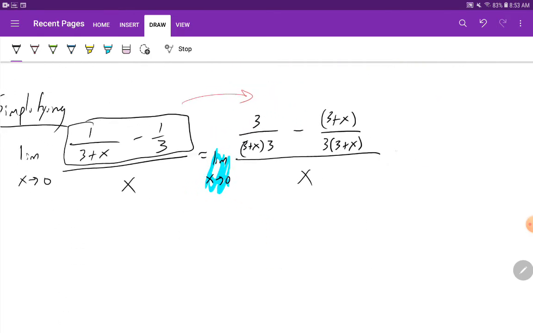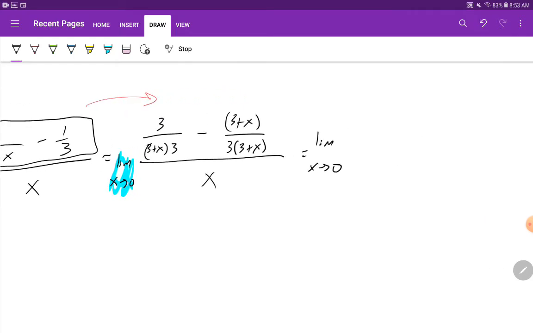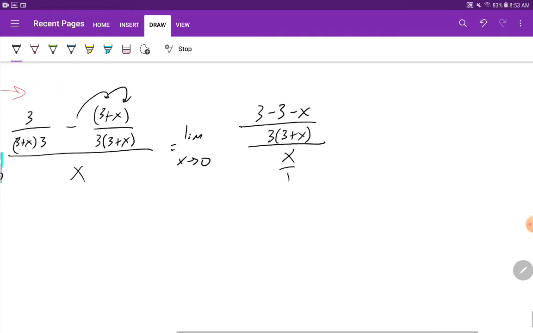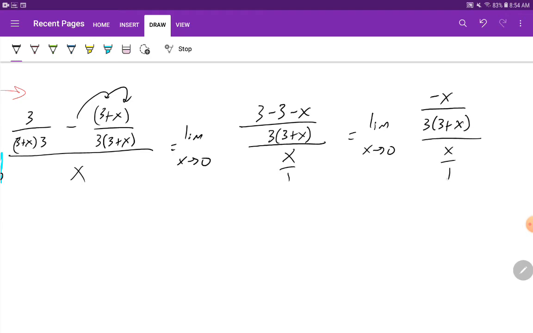All right, and then this becomes the limit as x approaches 0. I can now combine the top piece because the denominators are the same, so it becomes 3 minus 3 plus x. Don't forget to distribute the negative, all over 3 times 3 plus x, all over x over 1. Then we're going to clean this up a little bit. The limit as x goes to 0, you're left with negative x over, I'm just going to leave it as 3 times 3 plus x, all over x over 1.